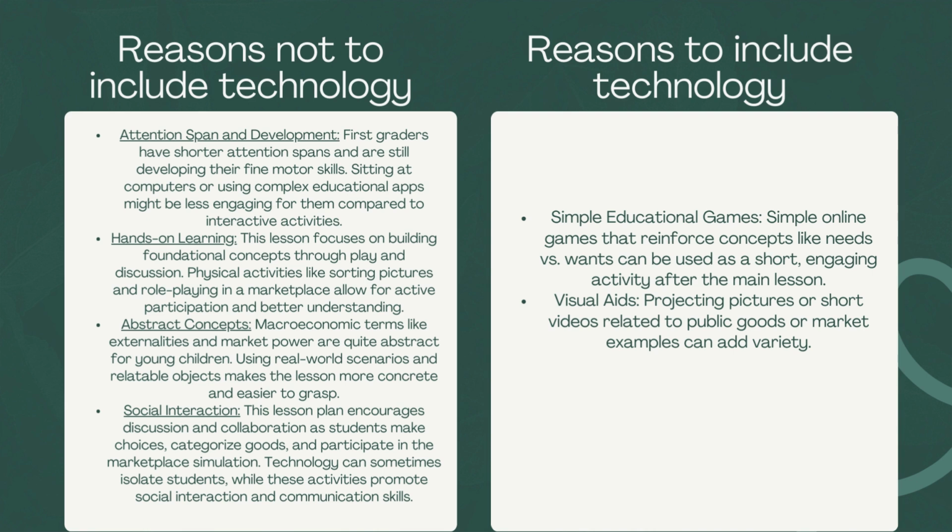Hands-on learning. This lesson focuses on building foundational concepts through play and discussion. Physical activities like sorting pictures and role-playing in a marketplace allow for active participation and better understanding. Abstract concepts. Macroeconomic terms like externalities and market power are quite abstract for young children. Using real-world scenarios and relatable objects makes the lesson more concrete and easier to grasp.